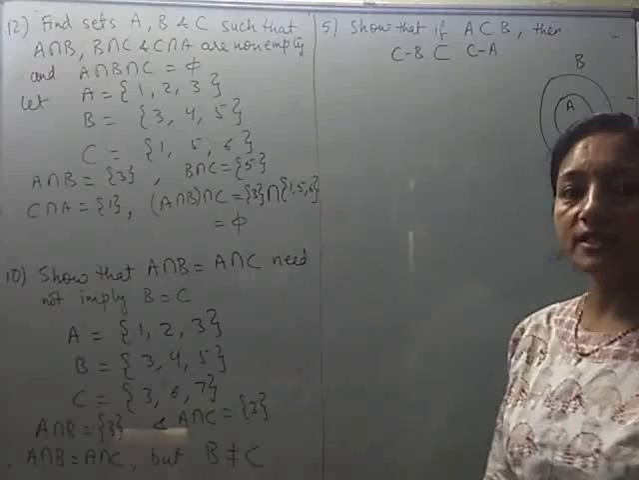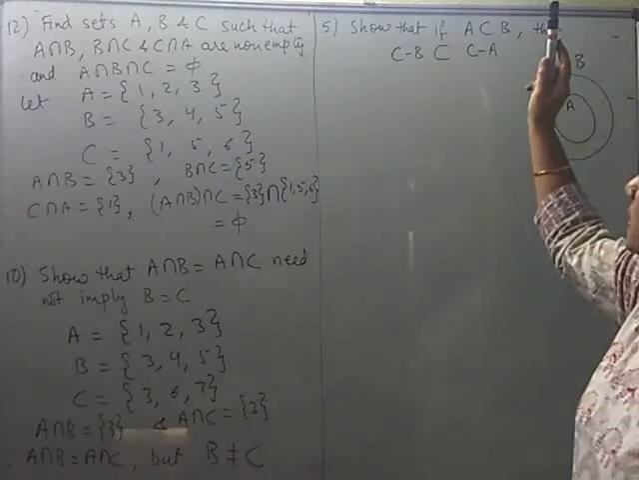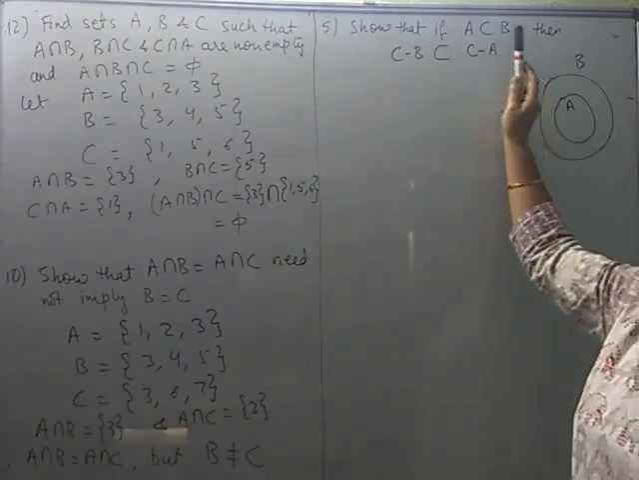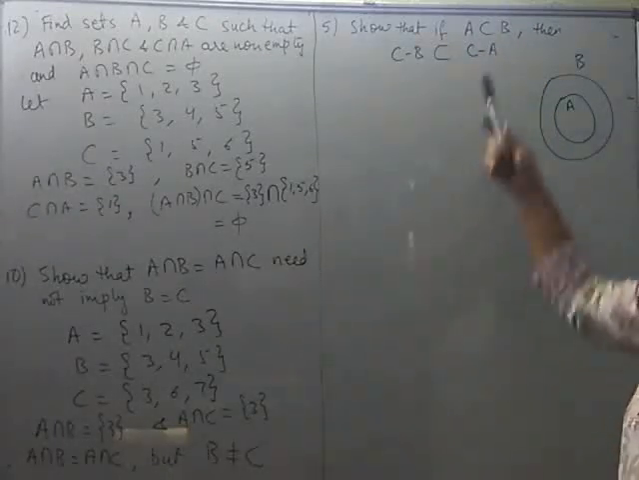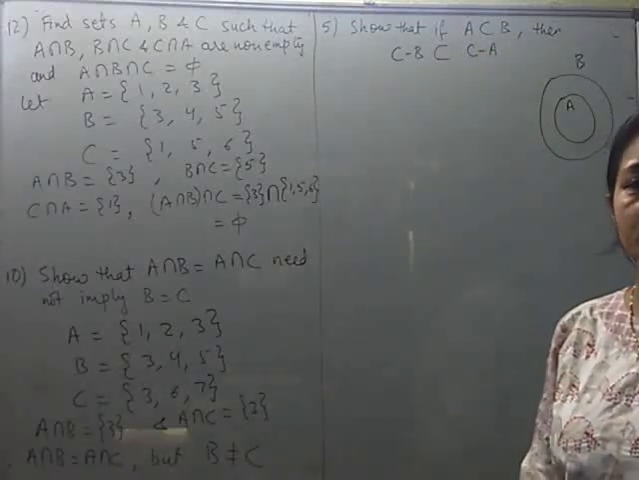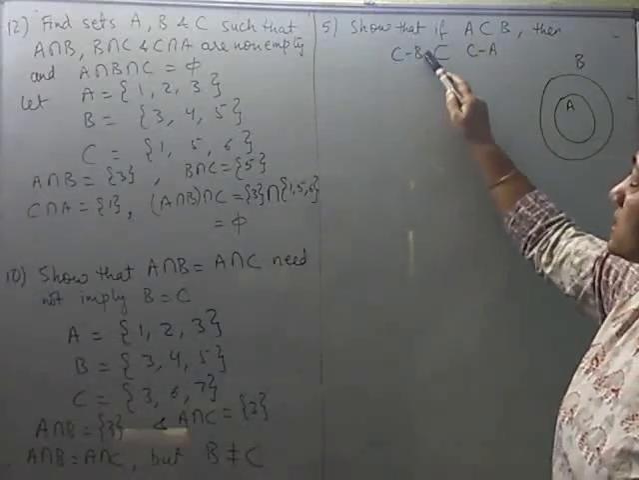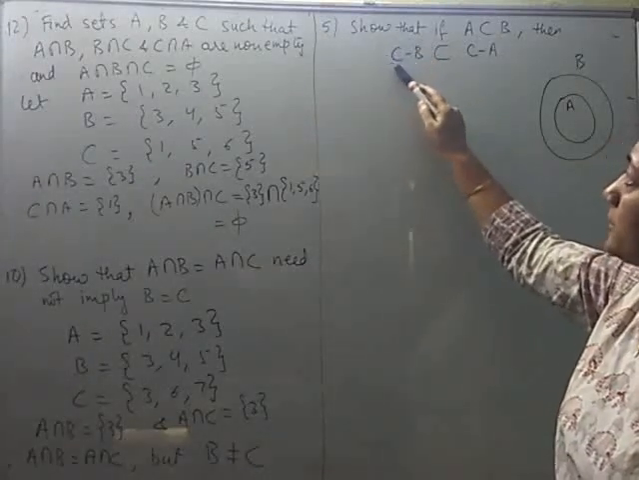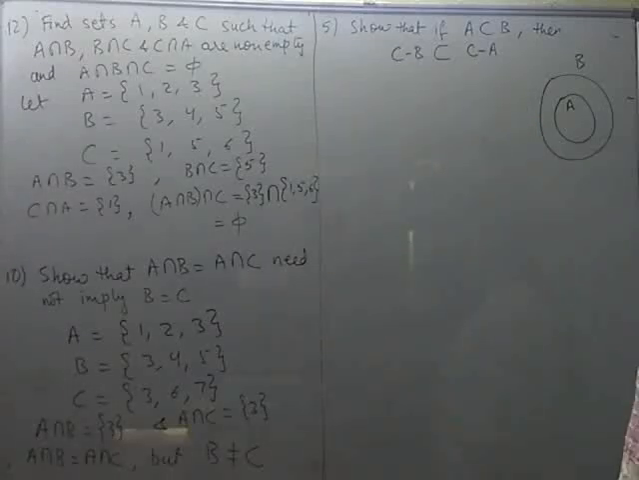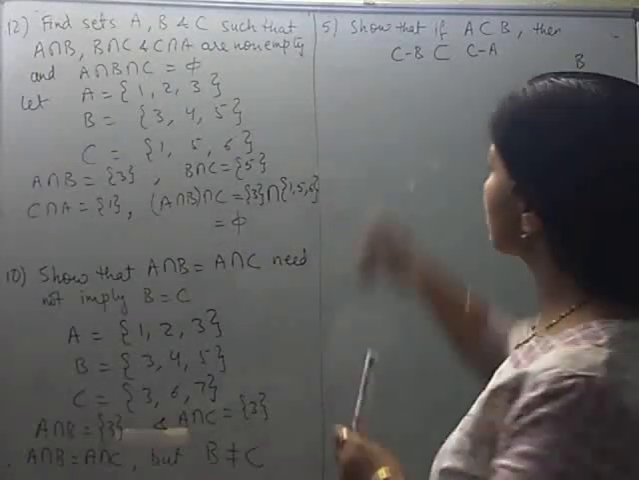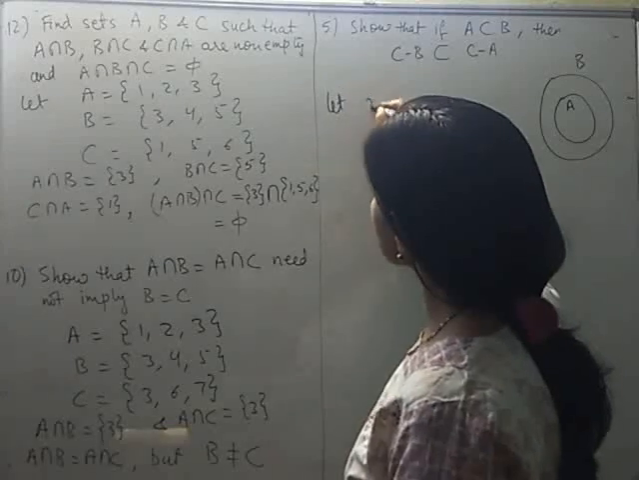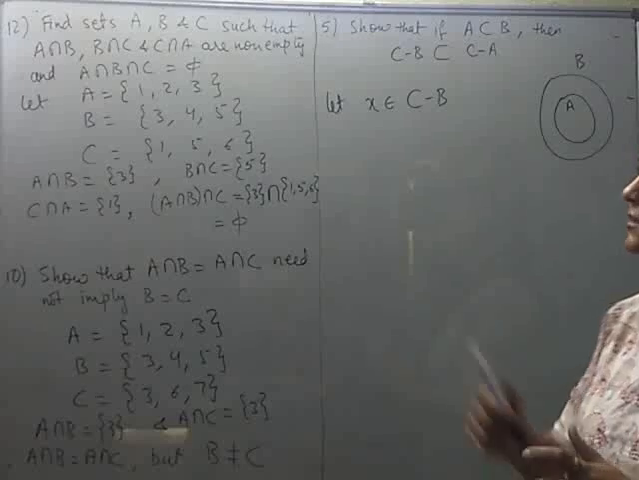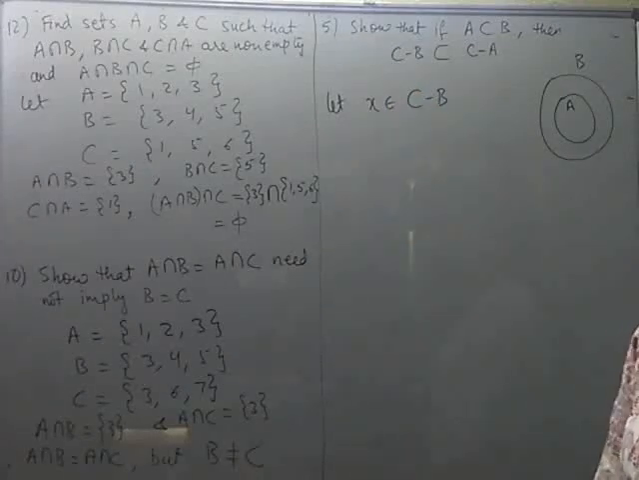How do we show one set is proper subset of other? If I know every element of the first set is also an element of the second set, then it becomes its proper subset. Here we already know A is a proper subset of B. It is given. We have to show C minus B is a proper subset of C minus A. So I will show every element of C minus B is also an element of C minus A. So we'll start from here. Let me take x denoting all the elements of C minus B. So every element of this set is denoted by small x.